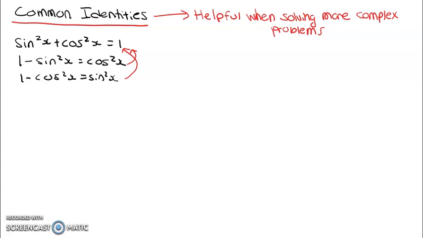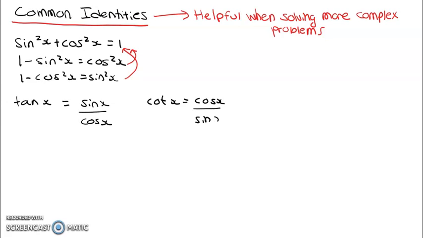Okay, another identity we have is that tangent x is equal to sine x over cosine x. Then we have cotangent x is equal to cosine x over sine x, which makes sense because cotangent is the reciprocal of tangent. And we have cosecant x, which is equal to 1 over sine x. And then we have secant x, which is equal to 1 over cosine x.